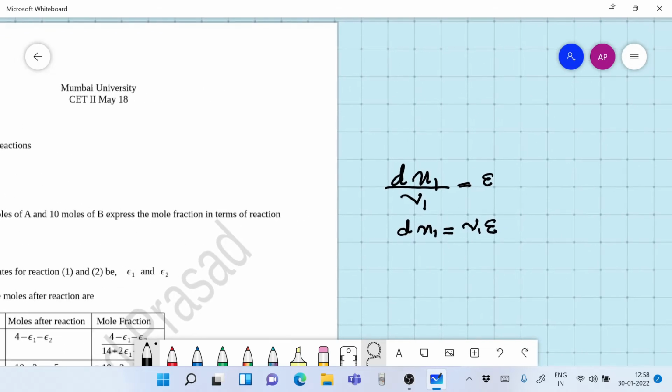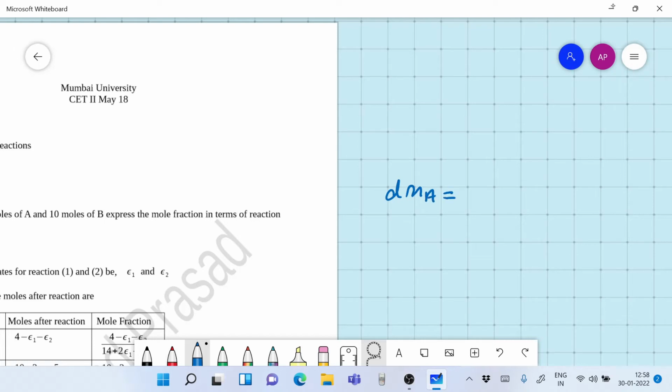So dn1, that is change in number of moles of 1, or A, divided by its stoichiometric coefficient is going to be equal to epsilon. Now this can be written as dn2 by nu2 is equal to dn3 by nu3. And mind you, if it is a reactant, the stoichiometric coefficient is negative, and if it is a product, it is positive. But this ratio is always equal to the reaction coordinate, that is epsilon. So using this idea, now what do we get? Let us say we have to do it for A.